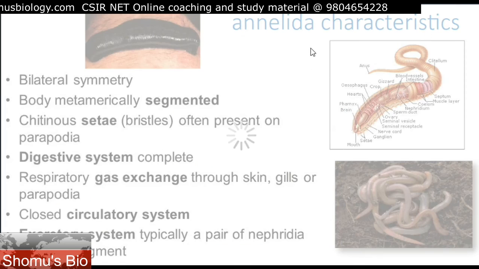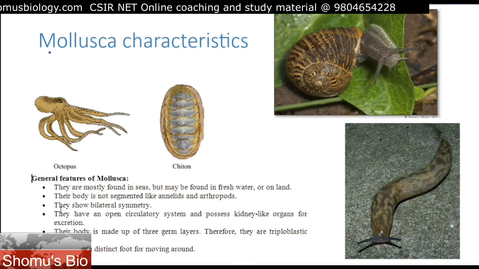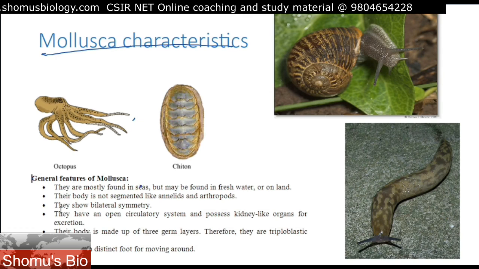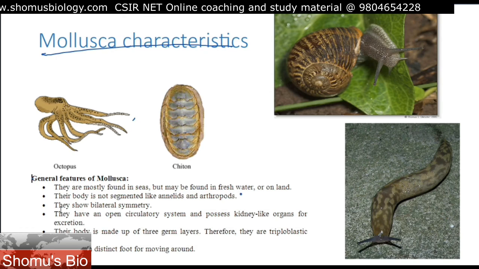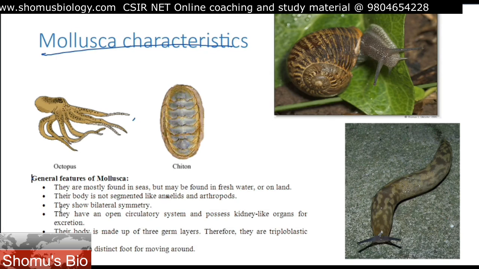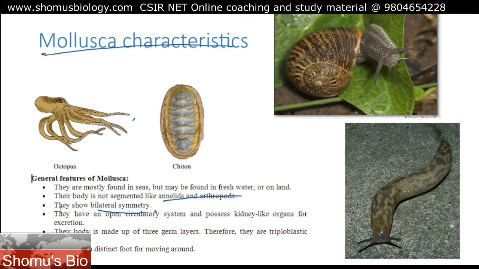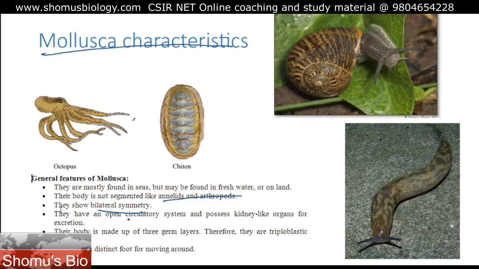Worms. Leech is also there. Mollusk. Mollusca or mollusks, they are mostly found in seas but may also be found in fresh water. Their body is not segmented like annelids or arthropods. They show bilateral symmetry. Okay, they have an open circulatory system.